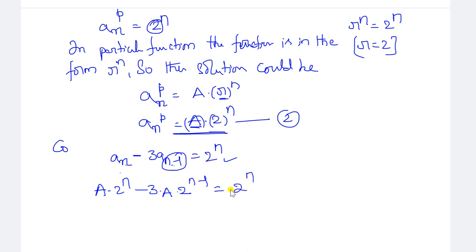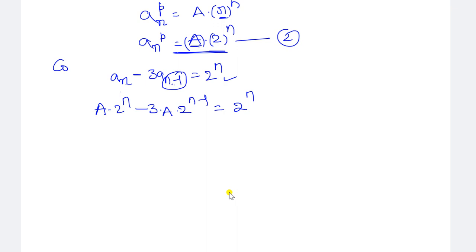Now no need to substitute in the right hand side part. We have to substitute in the left part only. Then what is the smallest superscript here? That is n minus 1, right? n minus 1 and n. So here we need to divide by 2 to the power of n minus 1, so that we will get a into 2 to the power of n by 2 to the power of n minus 1.